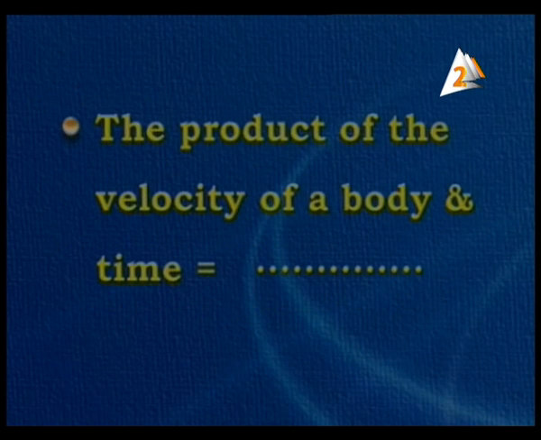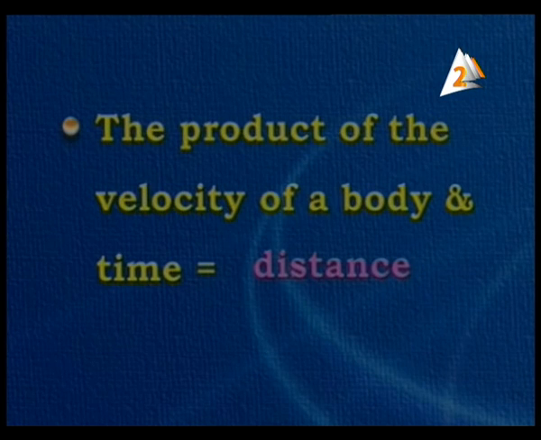The product of the velocity of the body and time. This one, the product of velocity of the body and what? And the time, it's equal to distance. Why? Because the rule is V equals D divided by T, or change of distance over change in time. Very good to say this.